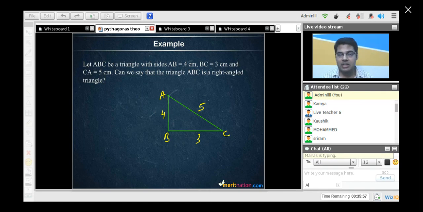So why can we say this is a right angle triangle? Because here we have AB square plus BC square, which is nothing but equal to 4 square plus 3 square, that is equal to 25, which is equal to AC square, right? Yes. So anyone of you having any doubt?